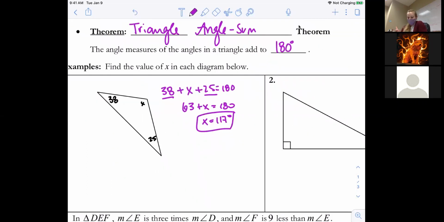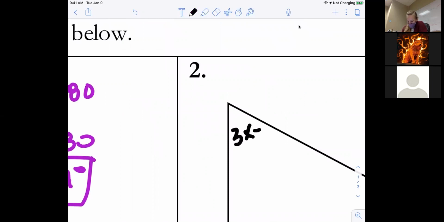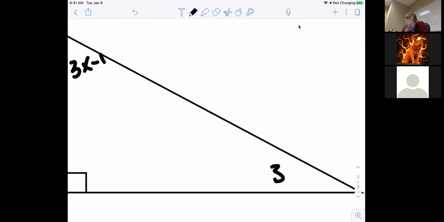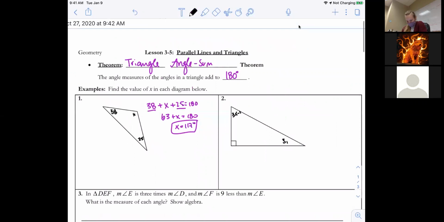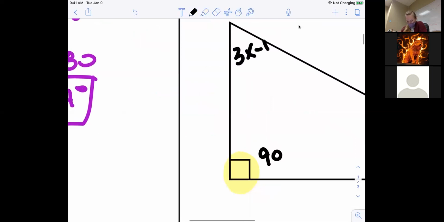All right, the next one, what our angles should be are 3x minus 1 and 31. There you go, so you can see all of them. What's that one angle I didn't label? What do we call that? 90. It's a right angle right there, so that's 90. Again, we're going to do the same thing. Add them up, set them equal to 180. I'm going to write 90 in there just in case I forgot.